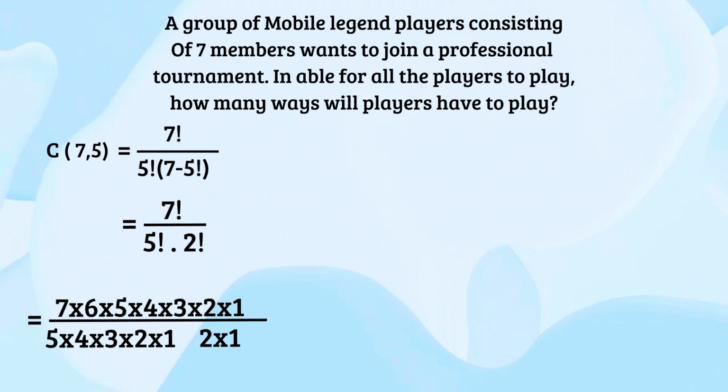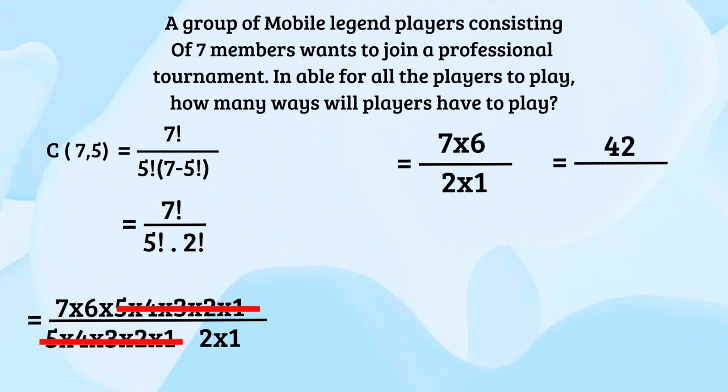If you notice, there are similarities in our equation. What we need to do is to cancel. So, 5 times 4 times 3 times 2 times 1, both will be cancelled. So, what we have left is 7 times 6 over 2 times 1. After we cancel both similar terms, we need to multiply what's left. So, 7 times 6 is 42 and 2 times 1 is 2.